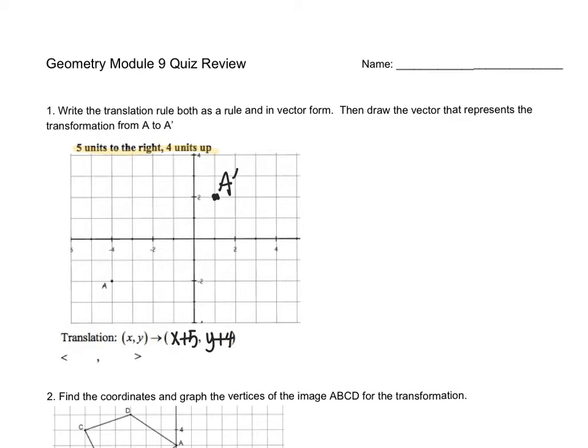Remember, when we write a rule for a vector, we just care about the values because the vector is drawn as a direction. So my vector is the vector 5, 4, since that's the change in our values. And if I were drawing the vector, I would just draw the partial arrow in the direction that it traveled.